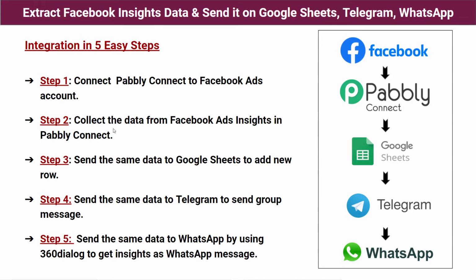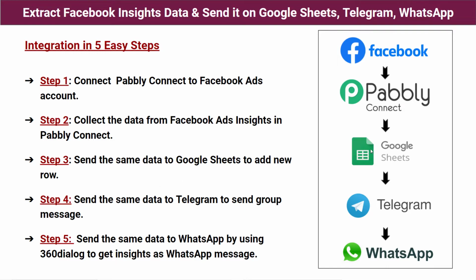Now step number 2 says collect the data from Facebook Ads Insights in Pabbly Connect. So we have posted an advertisement on our Facebook account and I want the data of that advertisement to be transferred to Pabbly Connect. Step number 3 says send the same data to Google Sheet to add a new row.